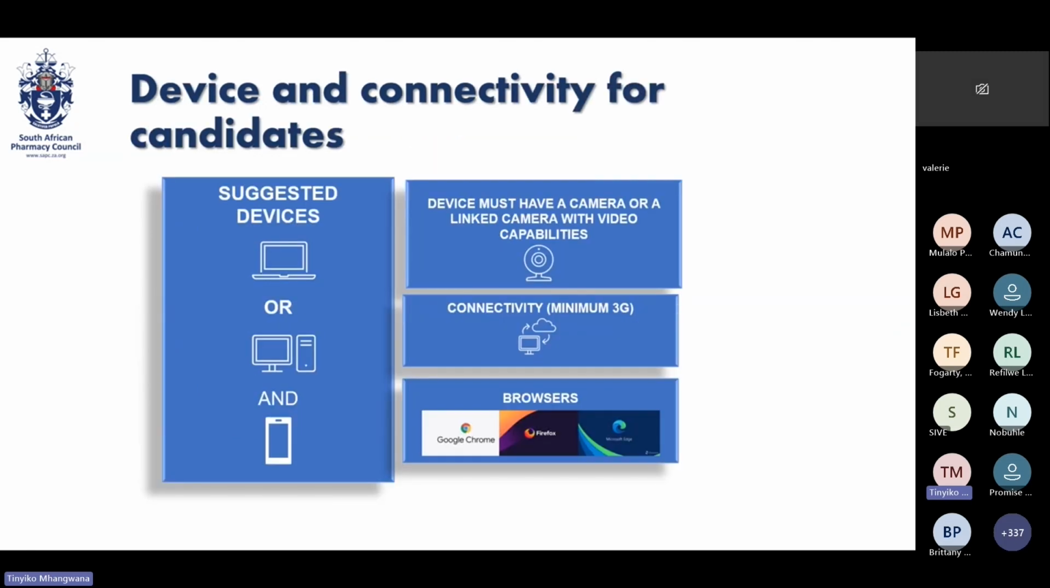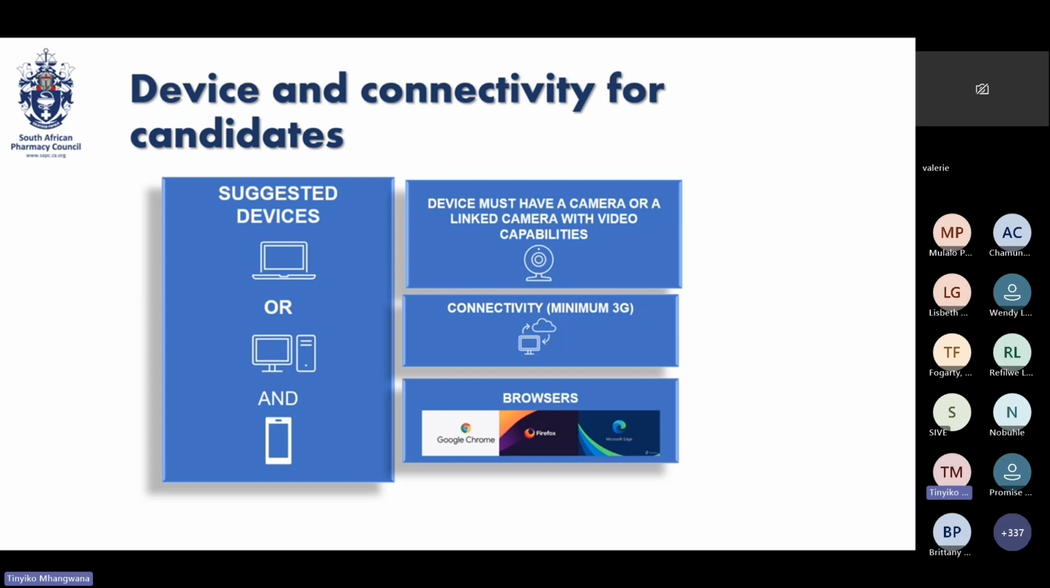You've already asked the question as to what devices. Please, you need to have a laptop or a desktop. That is the first device that you need to have. You cannot use two phones. You need basically two devices to write the exam. So a laptop or desktop is one of them, then you can have either the tablet or your phone as the alternative. Please make sure that you have your phone and your laptop or desktop.